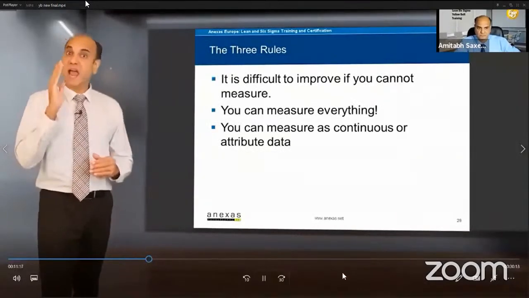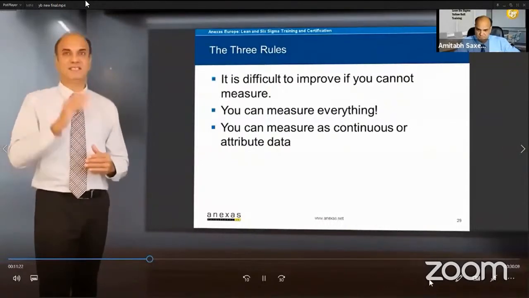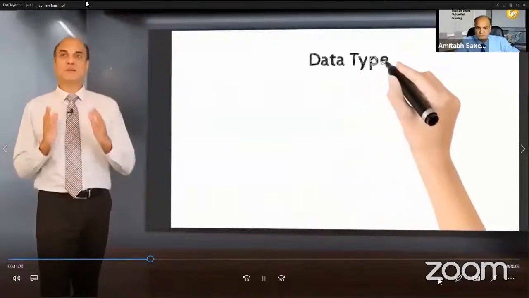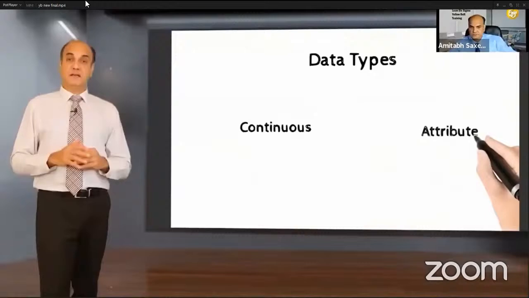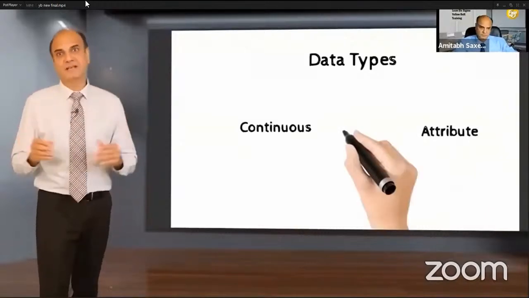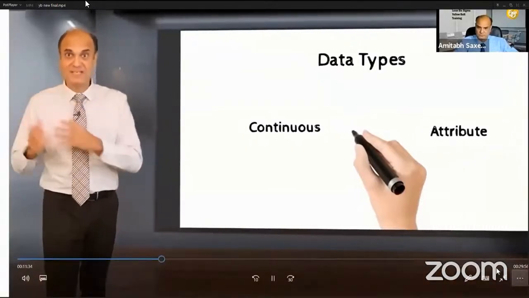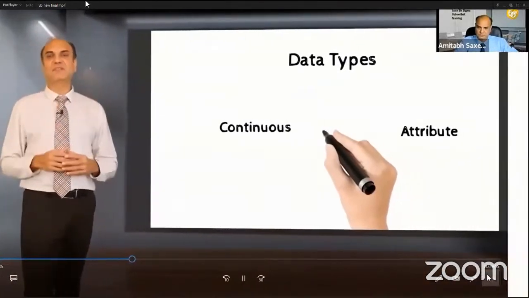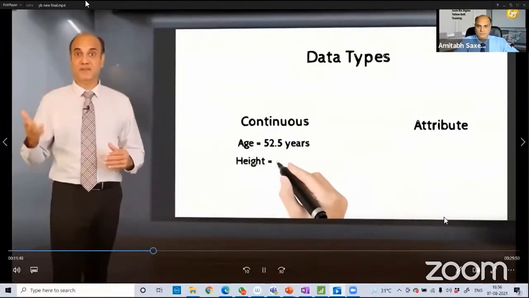Then probably it is attribute data. Now let me tell you, how can you measure anything? There are two types of data, continuous data and attribute data. Continuous data can be represented on a number line. It can have a decimal place. It can also have a unit. Say, for example, age, height. Age is 52.5 years. That's my age.